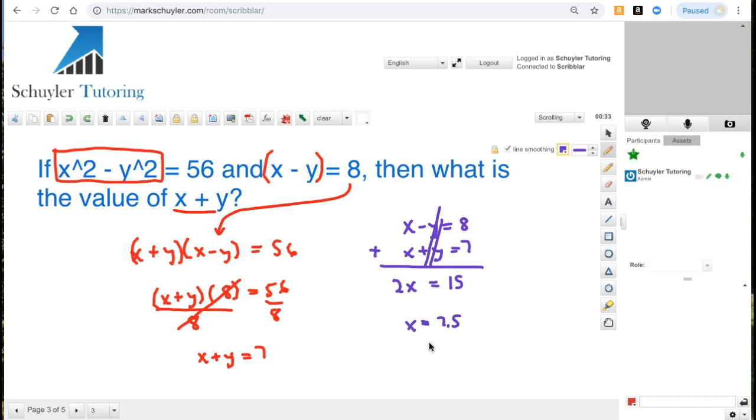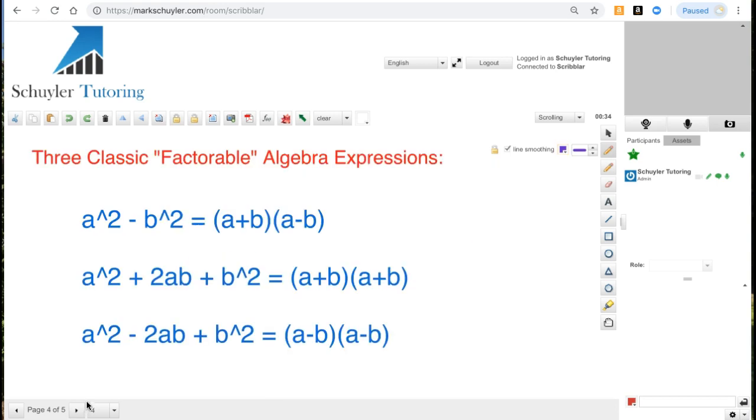But in many of the problems, you don't need to solve by using a system of equations. You just know that the whole quantity, x plus y, is equal to 7. So I hope this is making sense. Let's take a quick look at another slide I've readied for you.